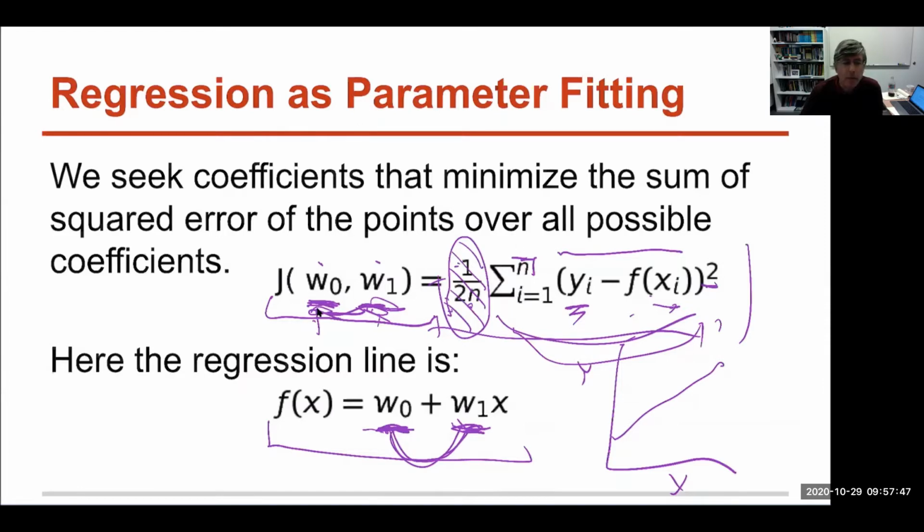You may not believe that, but what you should believe is that if we minimize this expression, we are going to minimize exactly the least squared error. Any questions about that? Okay.